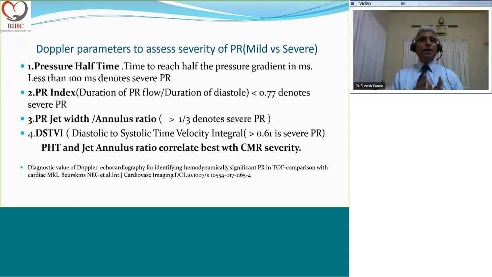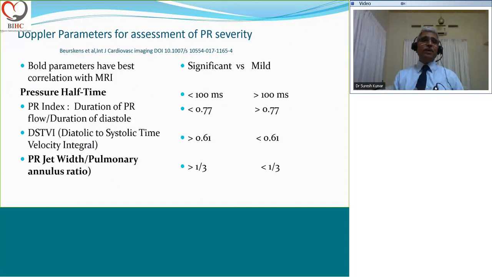Of these 4, pressure half time and the jet annulus ratio best correlate with cardiac MR severity. So this is illustrated in the findings of this particular study. If you look at pressure half time, the values are given here as to what is significant and what is mild. So of the 4 parameters that we have said, the maximum correlation for the severe PR as estimated by cardiac MRI is for these 2 parameters, pressure half time and jet width by annulus ratio.